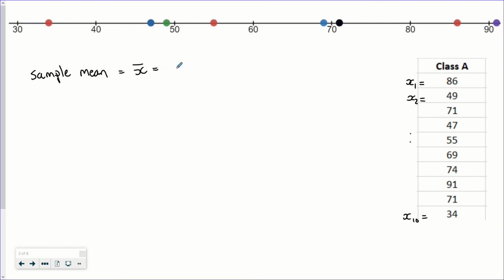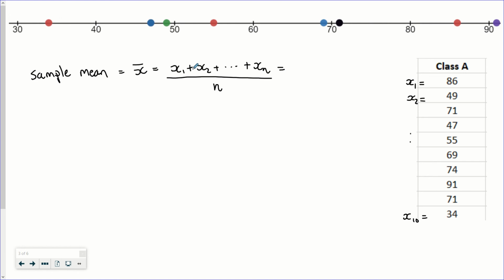And you should already know that to work out the sample mean, you add together each of the individual X values. And in general, you would go up to the nth data point, so Xn, if there's n data points. And then you divide by how many data points there are, n.